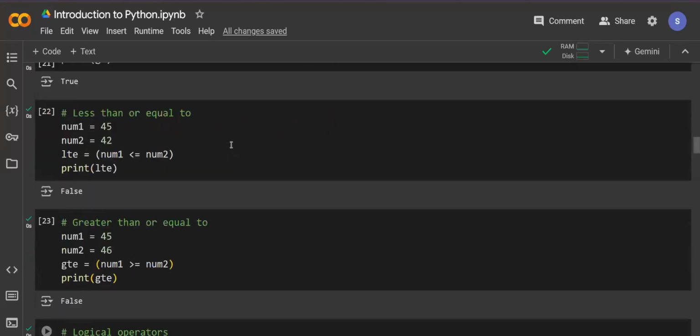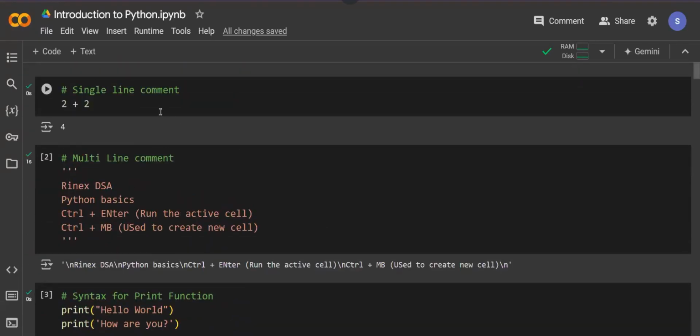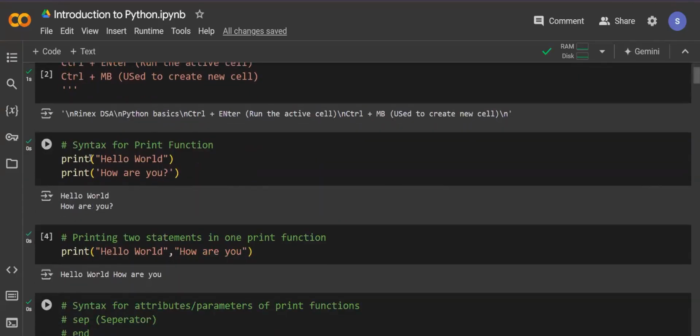Understand what we have done in the previous week. Okay, so first of all, it's single line comment, multi-line comment. This is how we use a single line comment, that is hashtag. Multi-line comment is triple quotes. Syntax to write a print function, that is print, and in the brackets, you are writing the text you want, or the number you want, or the variable you want.